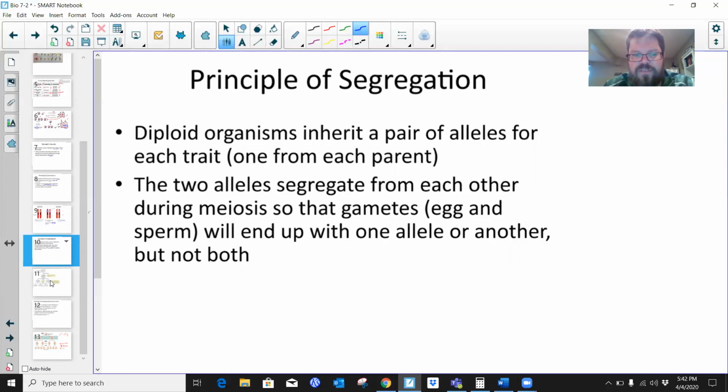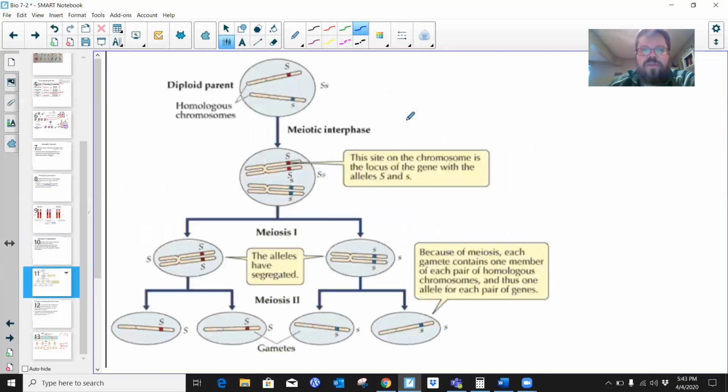So I think this next little graphic will help you understand. Here's a diploid parent that has the capital S versus the lowercase s, color coded with red and blue. When they go through meiosis, each chromosome has to be duplicated. So now we have these duplicated chromosomes with the sister chromatids attached. And then ultimately, as meiosis goes through, it gets divided.